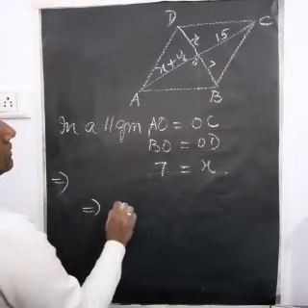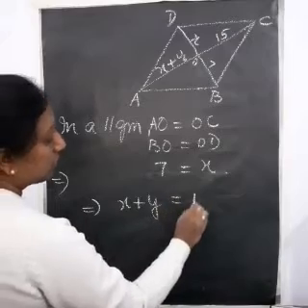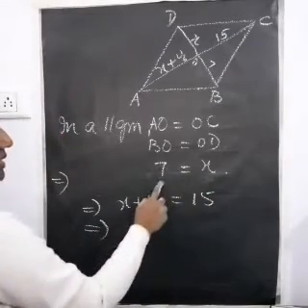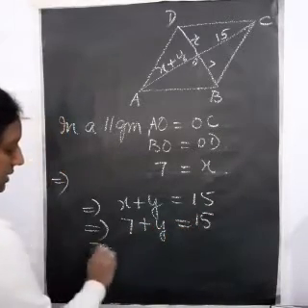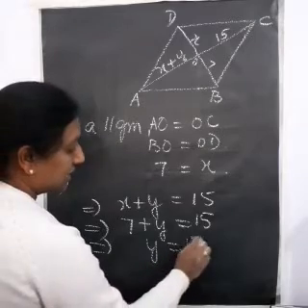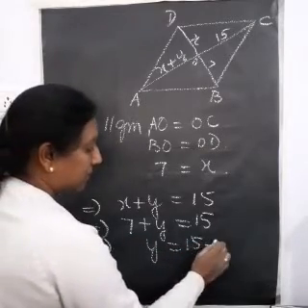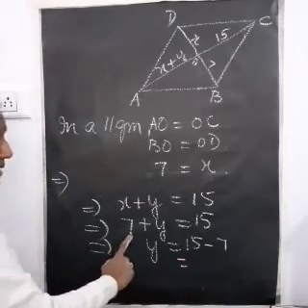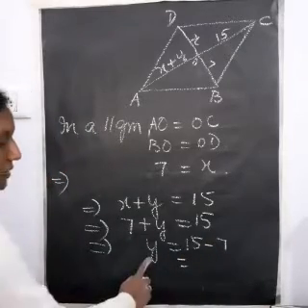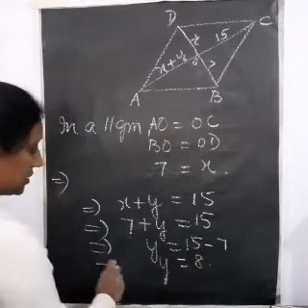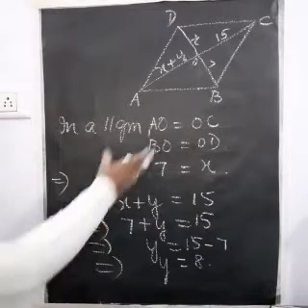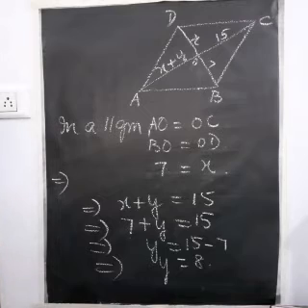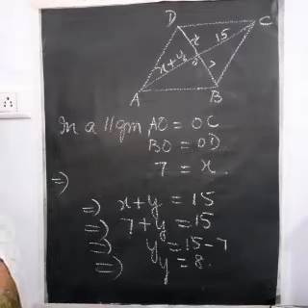That implies X plus Y equal to 15. Now what is X value given as? 7. So 7 plus Y equal to 15. So what is Y equal to? When I take 7 that side, it will become minus 7. You are transposing, right? When you take it that side, it will become minus 7. So what is Y equal to? 8. So did you understand how to find the value of X and Y when the values are given in the diagonal? Okay. The property that we are using here is diagonals bisect each other.